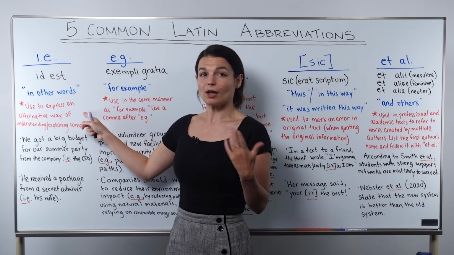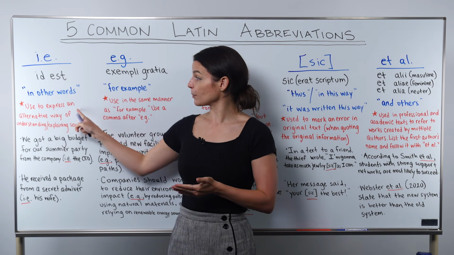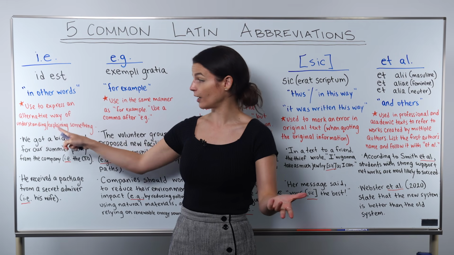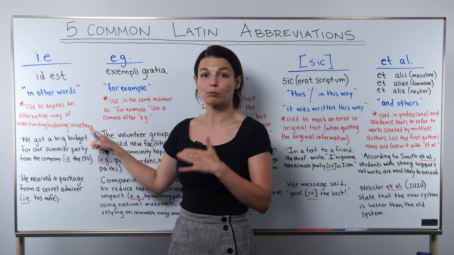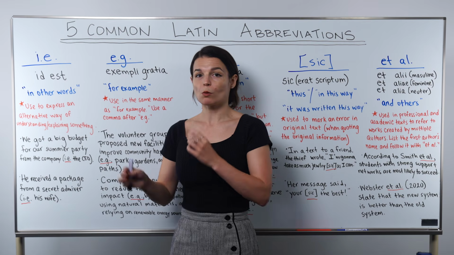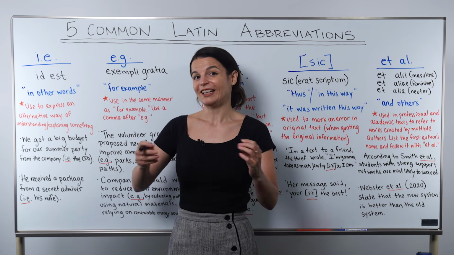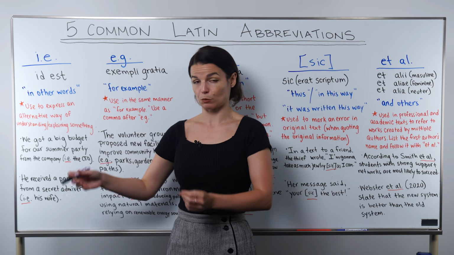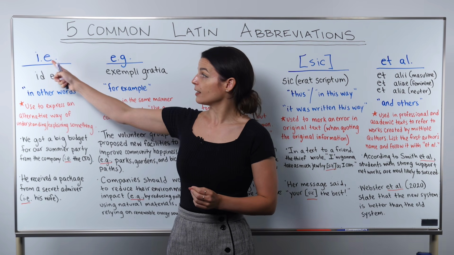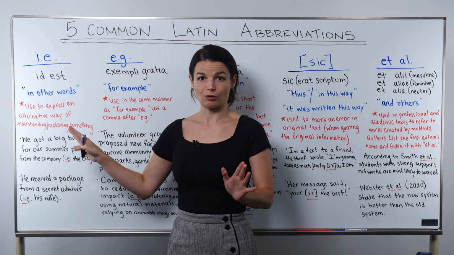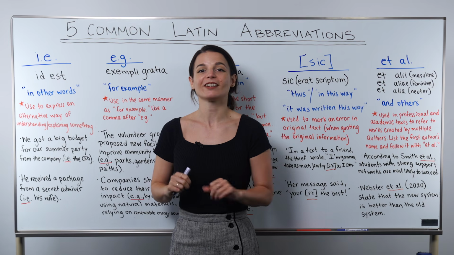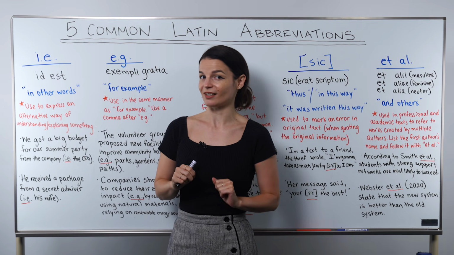So we use I.E. to express an alternative way of understanding or explaining something. So when we want to explain a concept or explain a person or whatever in a different way, using different words, we can use I.E. to do that. So what does this look like? Let's take a look at 2 examples of this in text.